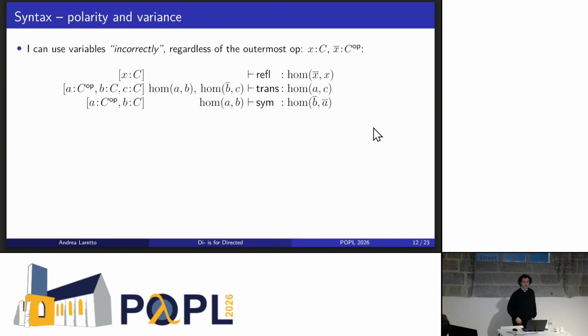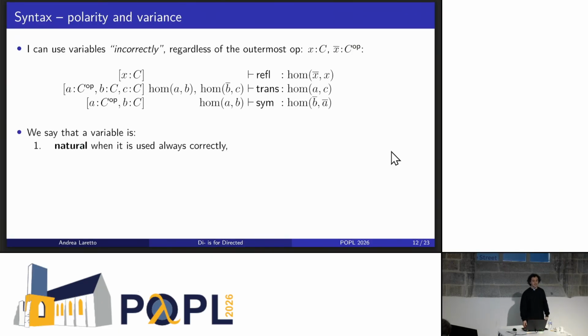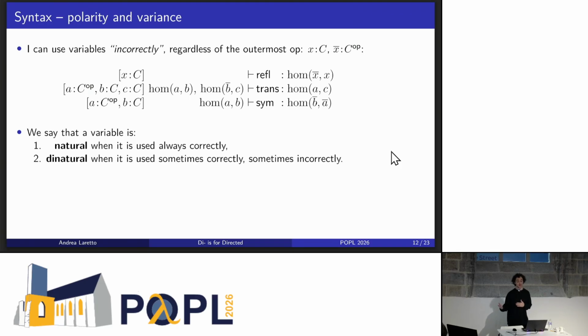And then in the statement of symmetric equality, you want to say that equalities are symmetric. If you have an equality from A to B, then here I have to use B and A. And these have to be used incorrectly if I assume these types here, right? Because if it appears here, it cannot appear here, and vice versa. And we say that the variable is used naturally, or it's natural, when it's always used correctly. So it never has the overbar. And we say intuitively that it's dinatural when sometimes it's used correctly, sometimes it's used incorrectly.